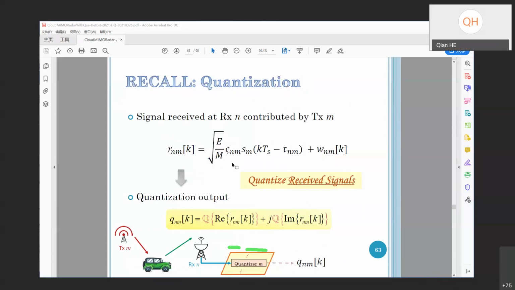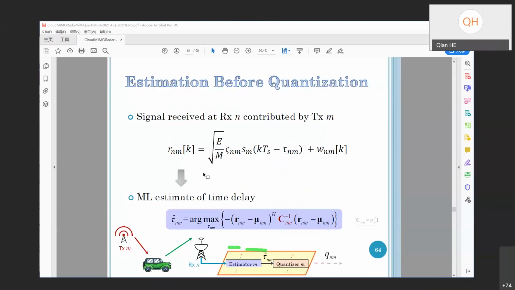And actually we're done with the estimation, but a little bit more: now we are quantizing what you observed. You're quantizing the received data. The alternative way is, instead of quantizing the received data, we can hold on for a second. We don't do quantization, but we do the estimation for the time delays. So that means at each local sensor, you first of all do the estimation, and then you quantize the time delay. The time delay is only a scalar. It's much easier than quantizing the received data.